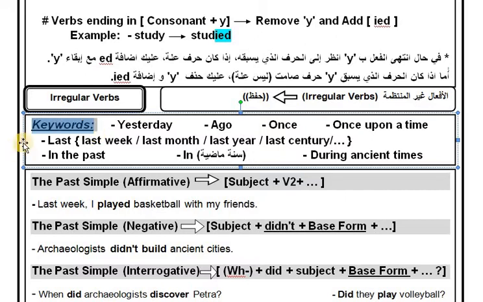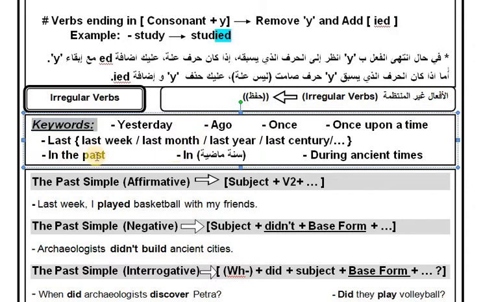Let's see what are the keywords of this tense, which is the past simple. Yesterday, ago, once upon a time. Last plus time like last week, last month, last year, last century. حكيت لك لما يكون عندك last مع أي شيء ممكن تحكي لي last وتسمي لي اليوم. For example, last Friday. ممكن تحكي last month الشهر الماضي أو تسمي لي الشهر وتحكي last February, last March, last December, etc. Okay?